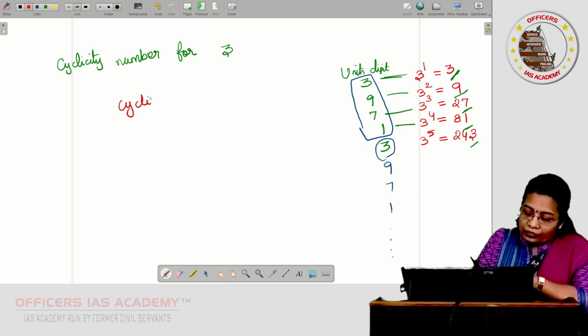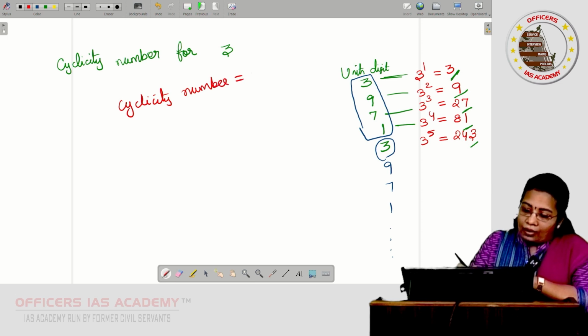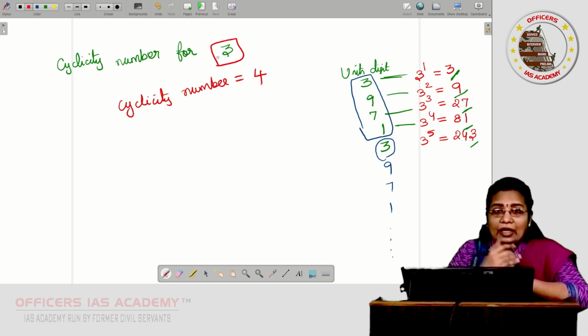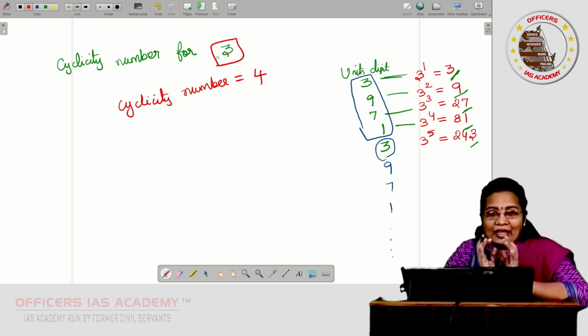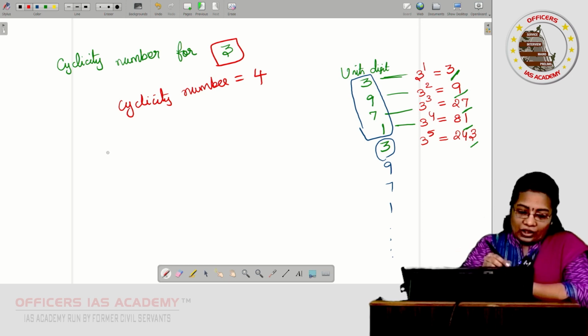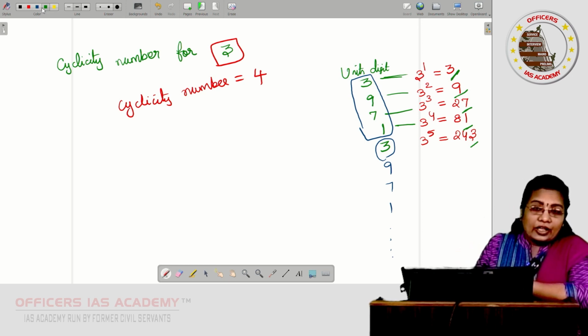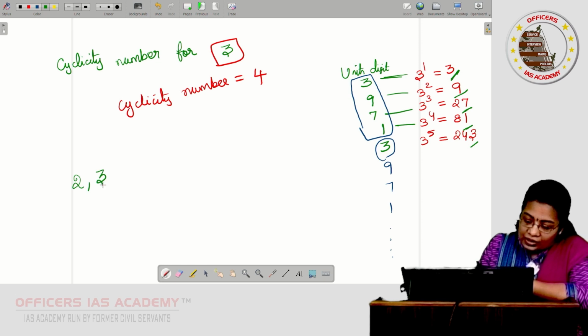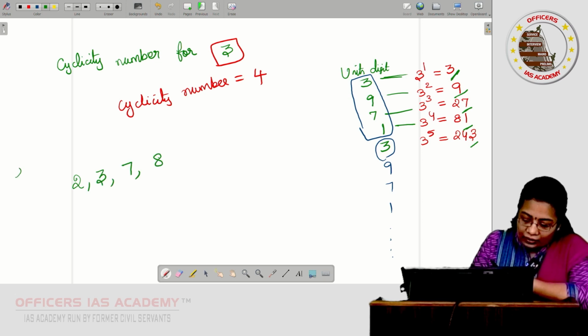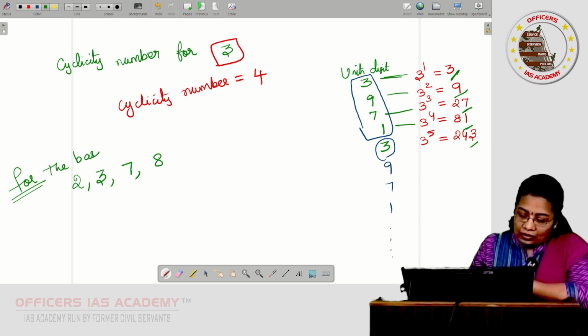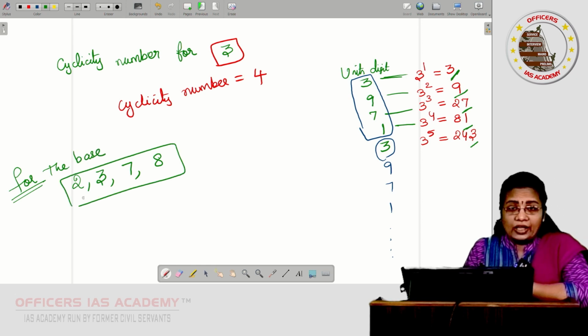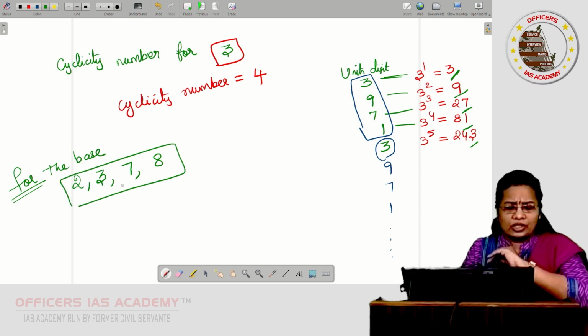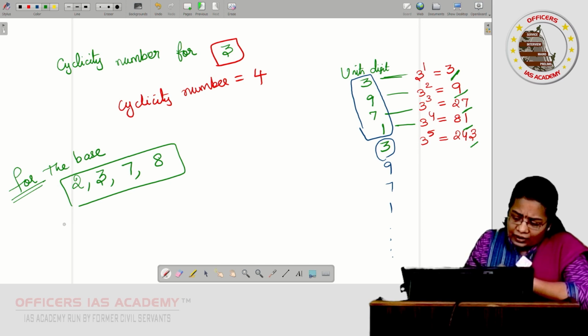4. So the cyclicity number is 4 when you are dealing with any power with the base 3, right? So the cyclicity number for 3 is 4. Like that, not only 2, 3, 7, 8. Not only the base 2, 3, 7, 8, the base ends with, you can write.